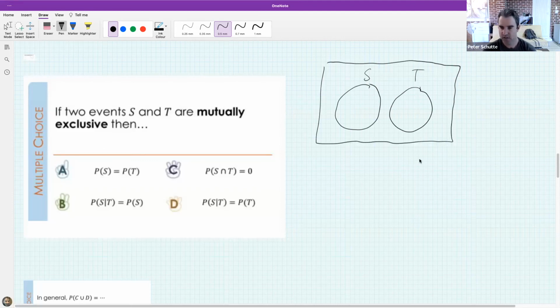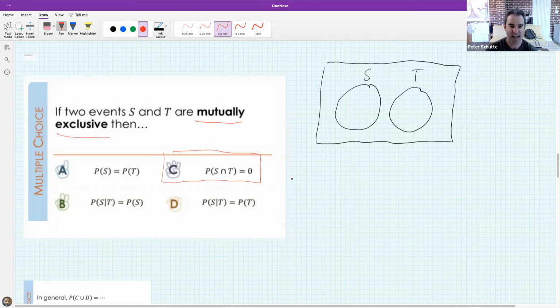Okay, so there's a couple of answers coming through. If two events are mutually exclusive, it means if you're in the one event, you can't be in the other. So for mutually exclusive events, we say that their intersection is empty. They have no overlap. So the correct option here, and this is new to some of you, is C.